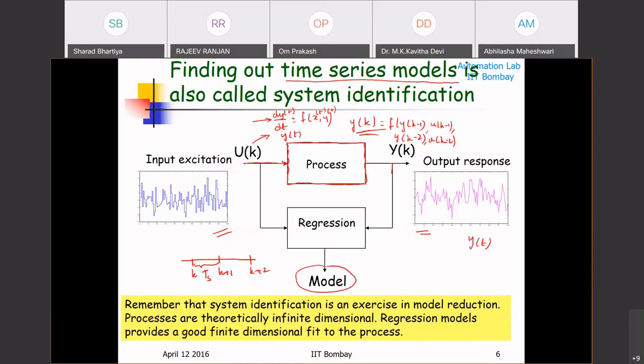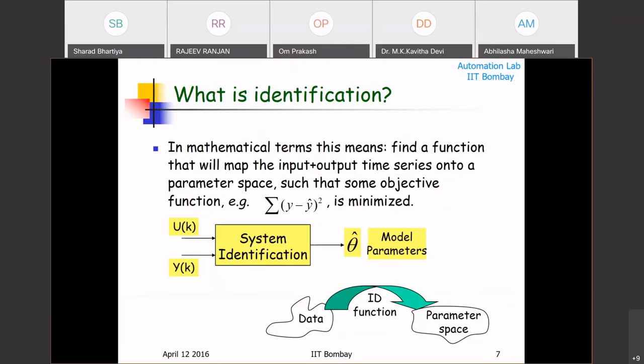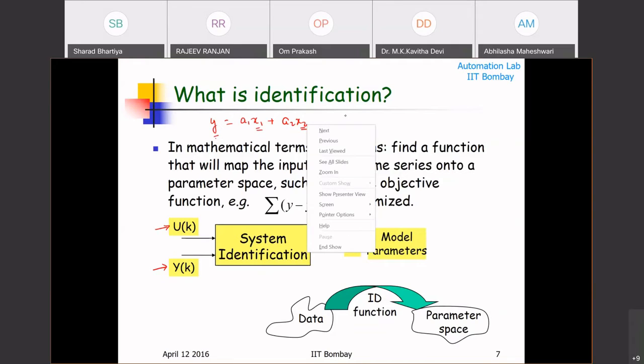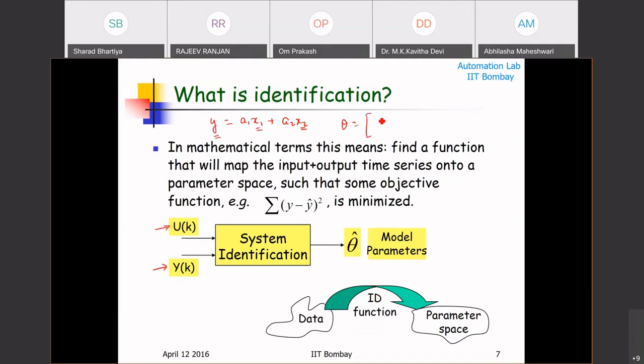Okay, let me continue. Essentially, system identification is taking the input u, taking the output y, and finding out those model parameters. So just connect this to regression. If I had y is equal to a1 x1 plus a2 x2, then you had taken y and you had taken the inputs x1 and x2. Instead of that, I have u1 and u2. And what would be my parameters? My parameter, which I'm calling theta, would be a1 and a2.